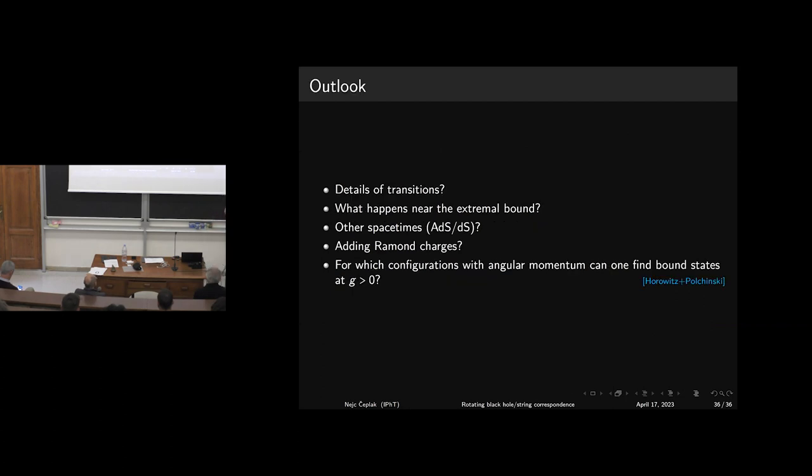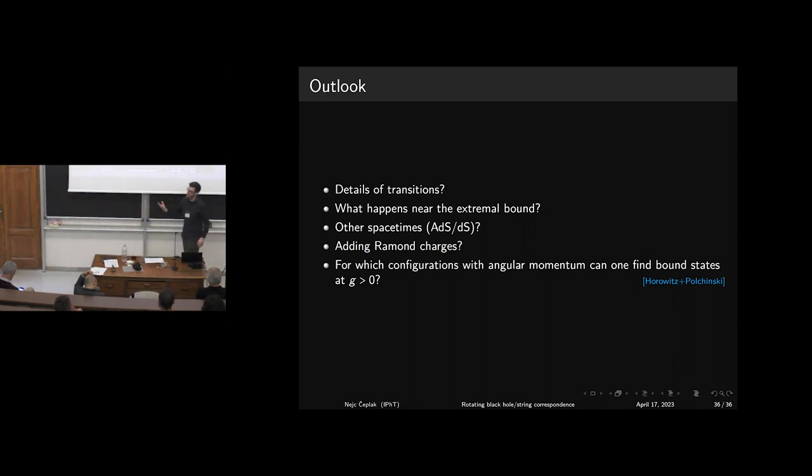Okay, so as I was just talking about, some of the details of transitions are not that known. We believe that this is the complete picture that we have here, but some details might need to be worked out. And I think there's a wide range of things that can be done in the future. What I tactically avoided was talking about the extremality. So what happens, for example, if you approach the extremal bound? I said that even in four dimensions, black objects will have to eventually cross the extremal bound. So that's slightly subtle and perhaps has to do with something like a Kerr/CFT correspondence.